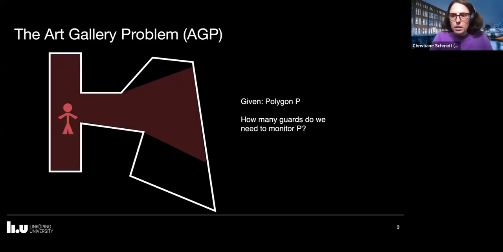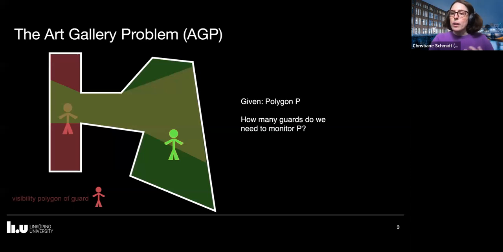So what does seeing mean? In the original version, it's mimicking human vision. We can't look around corners or through walls. That is, we can see another point if the direct line connection is fully contained in the polygon. In this case, this red guard could see all these dark red points, and that's what we call the visibility polygon of a guard. What we can see here is that at least this one guard cannot see the complete polygon. For this specific polygon, if we place, for example, a second one here, then we actually see everything.